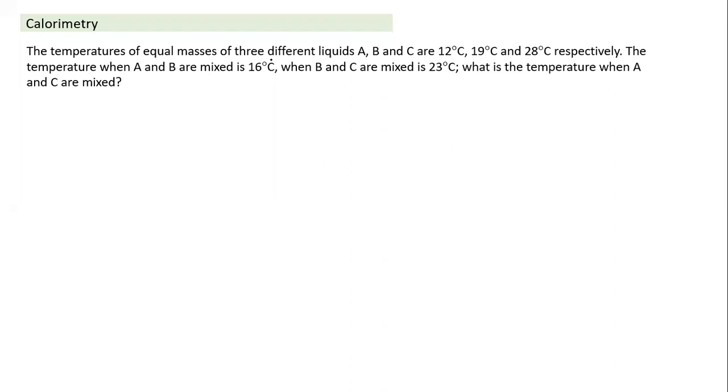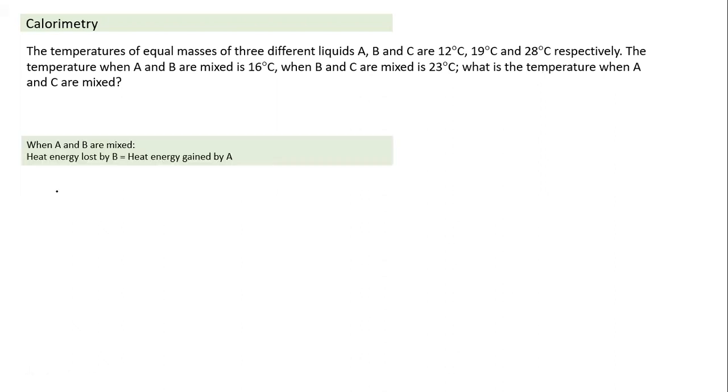Equal masses of three different liquids A, B, C are taken at temperatures 12 degrees, 19 degrees, and 28 degrees. When A and B are mixed together, the resulting temperature is 16 degrees. When B and C are mixed together, the resulting temperature is 23 degrees. What is the temperature when A and C are mixed? That's our question. All such questions, the moment you spot a calorimetry question, are heat gain equals heat loss kind of questions.